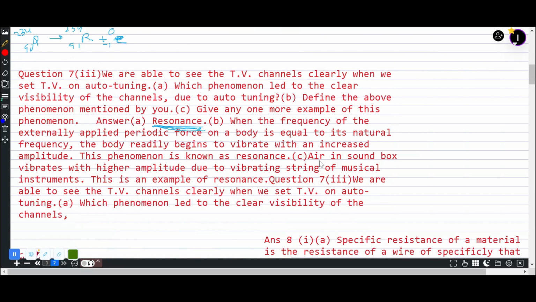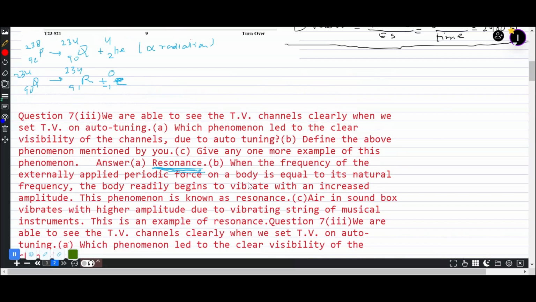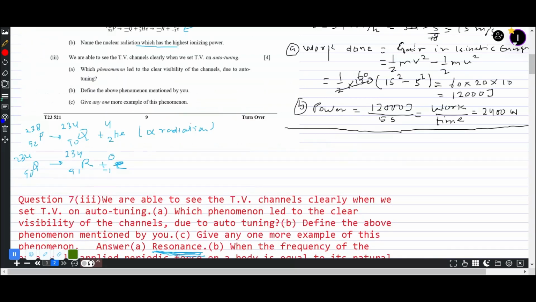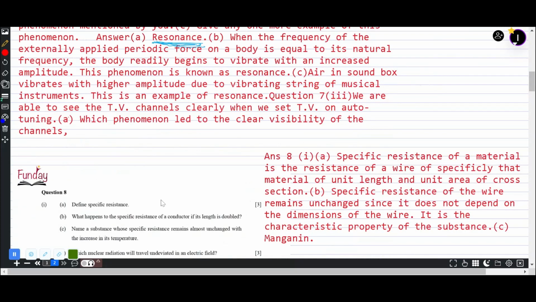Another example of this is air in a sound box vibrating with higher amplitude due to the vibrating string of musical instruments. This is an example of resonance. Okay, so that was all the three parts. Now back to question number 8.